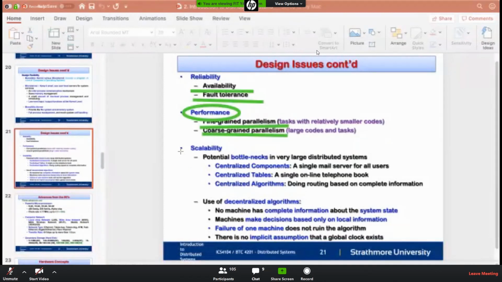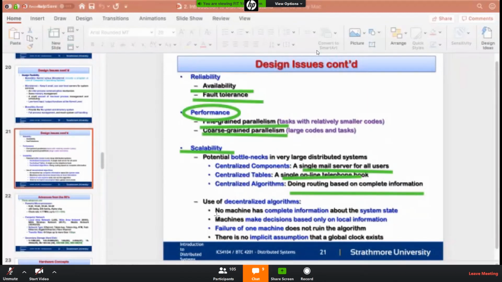Scalability, of course I talked about that. We know that there are potential bottlenecks if we are using a centralized system. If we have a single server and it fails, everything goes down. So a centralized component, centralized tables, centralized algorithms, anything that is centralized is a bottleneck. So we use what we call decentralized algorithms.